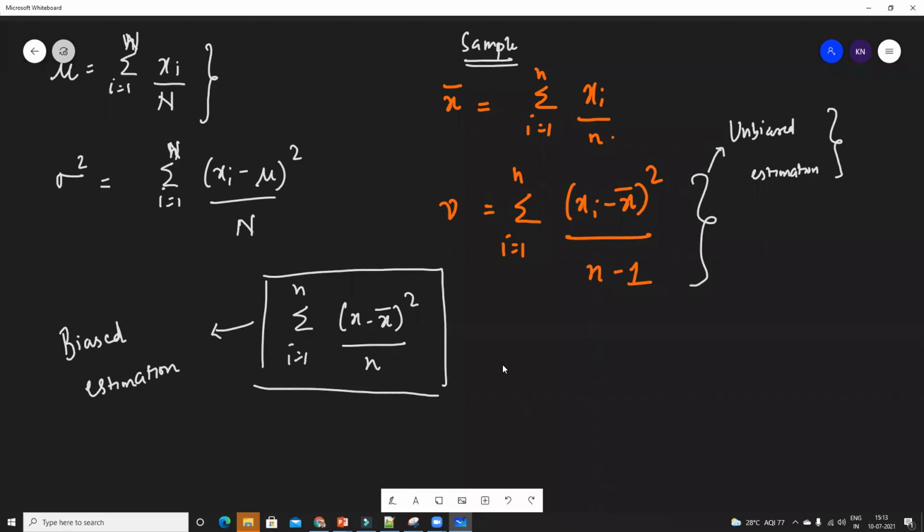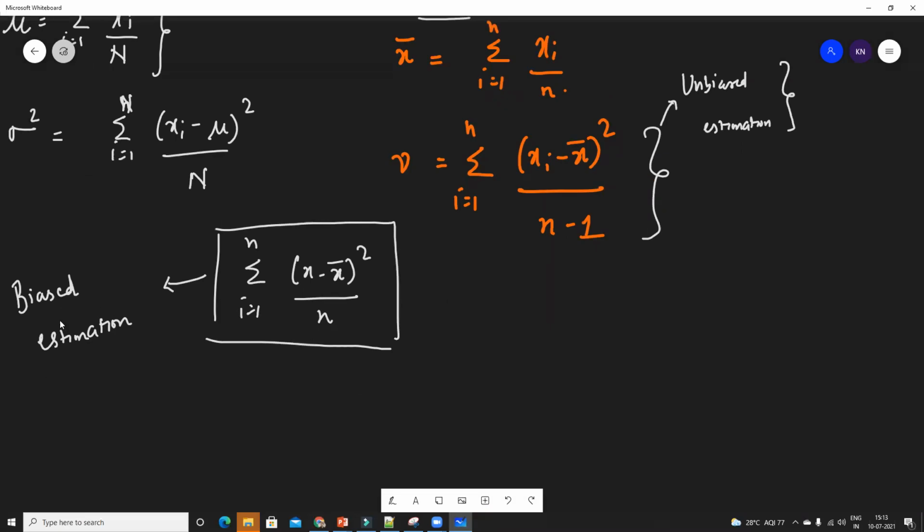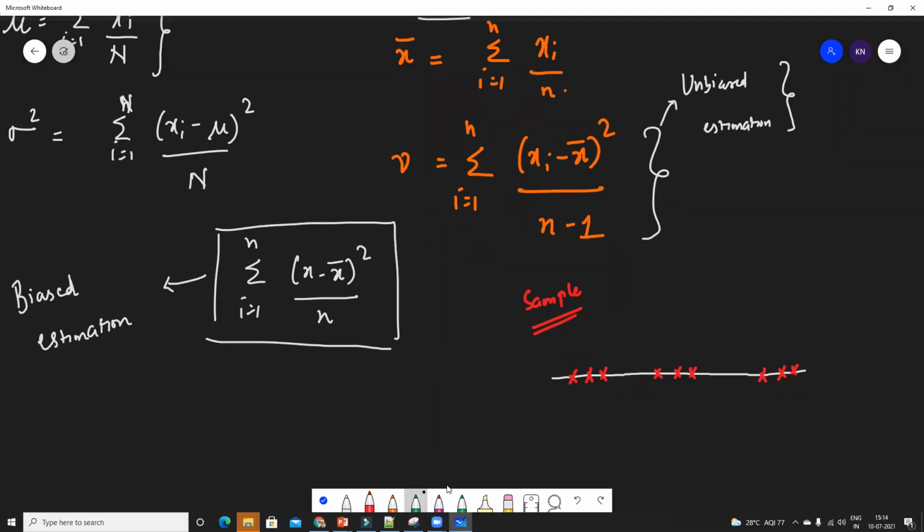Okay, fine. Now, why is this called biased estimation and unbiased estimation? Let's see this. Suppose I have some sample points out of a population. If I really want to find out the mean, probably my mean will fall somewhere here.